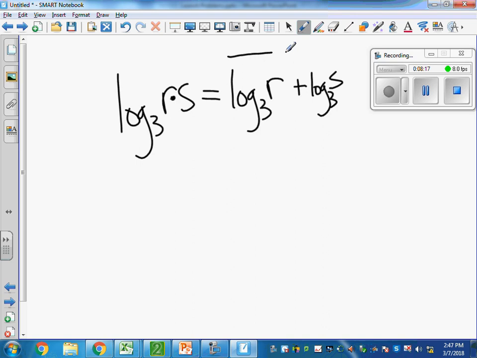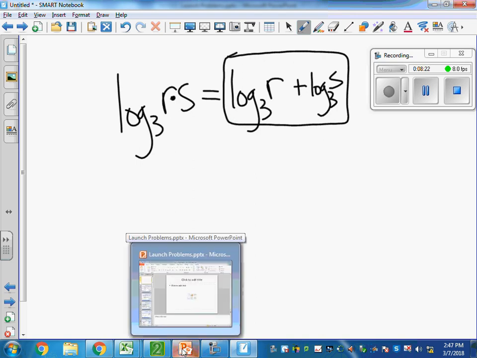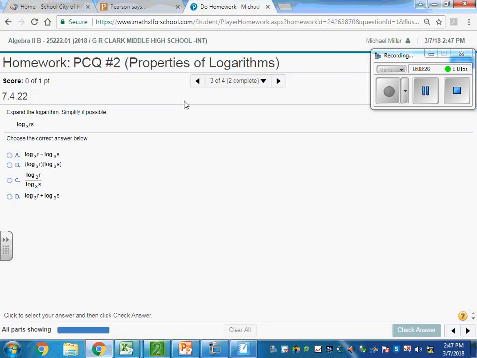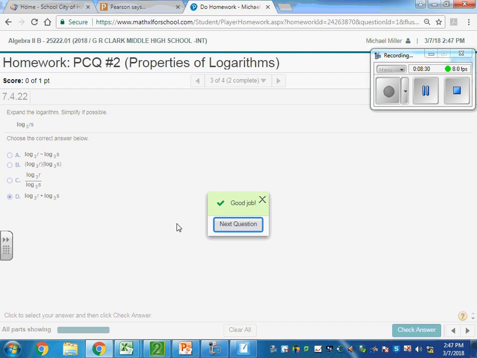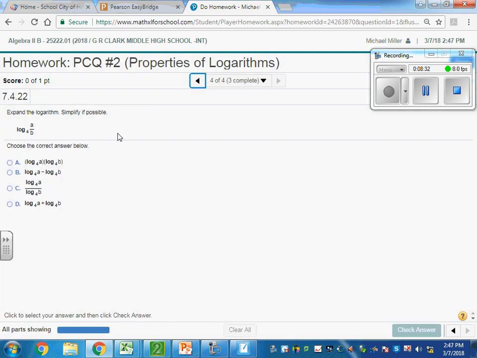Okay? So let's see if this matches one of our answers. Because this was multiple choice, if I'm not mistaken. Ah, D. D should be the correct answer. Oh, I'm so happy I got it right.